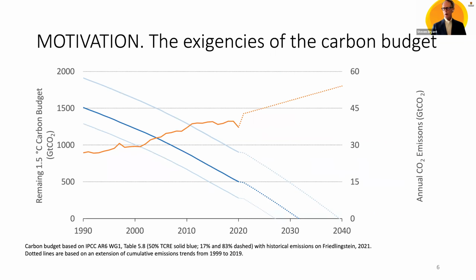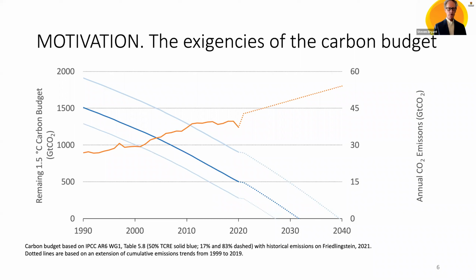Okay, so we're motivated to look at this by what we're calling the exigencies of the carbon budget. An example of this is in this figure. You see a time axis on the horizontal scale, looking at the last 30 years. The left vertical axis is carbon budget. In this case, it's the remaining amount of carbon that can be emitted into the atmosphere and still have a chance of staying below 1.5 degrees of warming. The dark blue line is a 50% probability of staying below 1.5 degrees. And the lighter blues have other ranges of uncertainty.